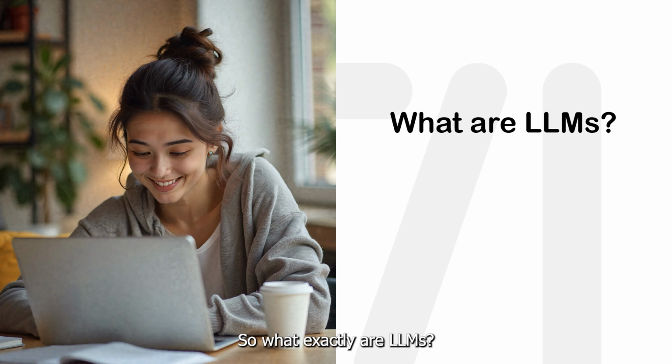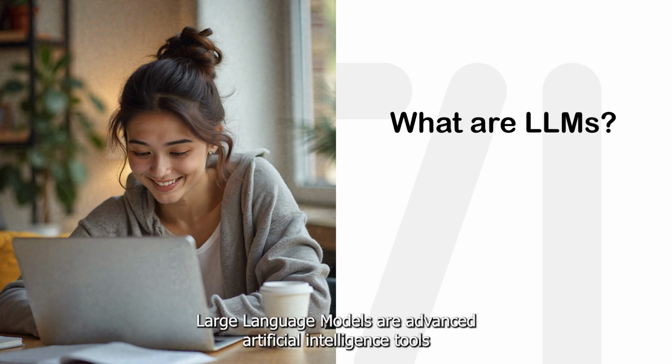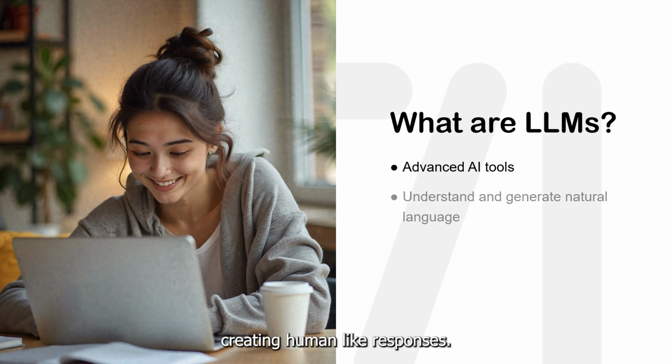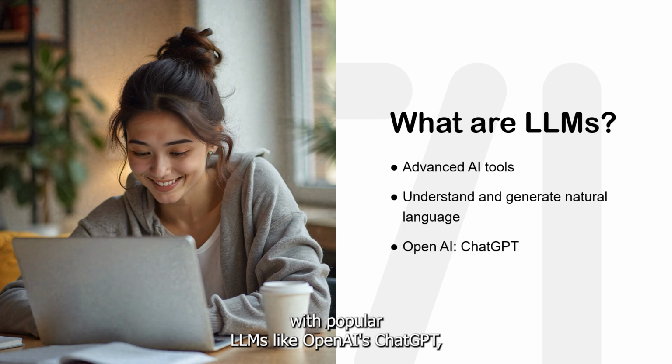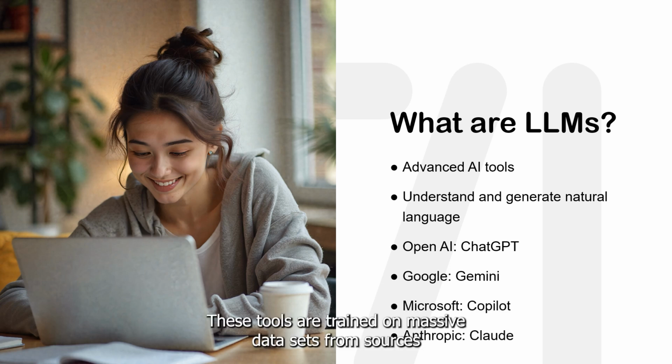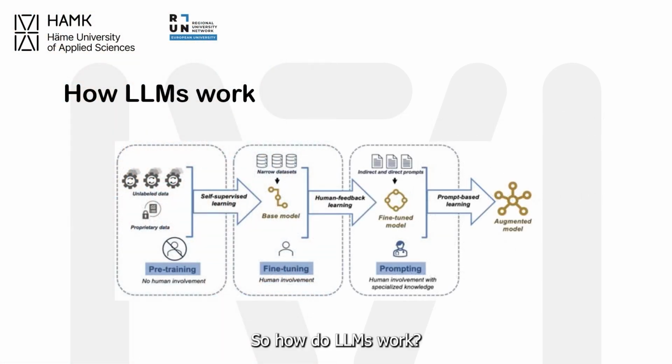So, what exactly are LLMs? Large language models are advanced artificial intelligence tools that can understand and generate text, creating human-like responses. You may already be familiar with popular LLMs like OpenAI's ChatGPT, Google's Gemini, Microsoft's Copilot, and Anthropic's Claude. These tools are trained on massive datasets from sources across the internet, which means they've absorbed a broad understanding of language, concepts, and more. So, how do LLMs work?